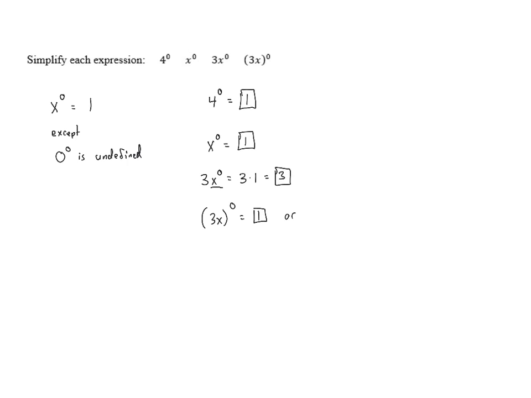Another way to look at it, though, we know that if we have a product raised to an exponent, we can distribute that exponent to the factors. So we could write this as 3 to the 0 times x to the 0. However, 3 to the 0 is 1, and x to the 0 is 1, and 1 times 1 is 1. So we get the same answer if we look at it that way.